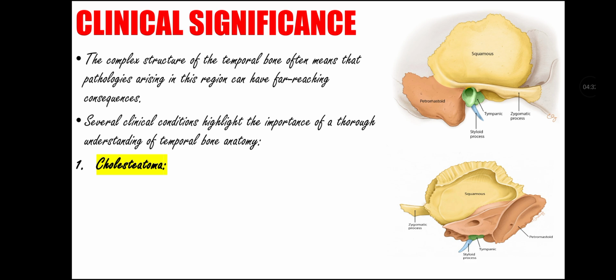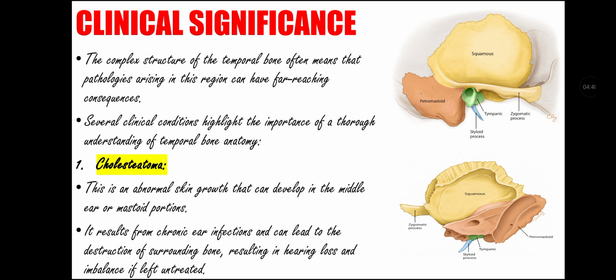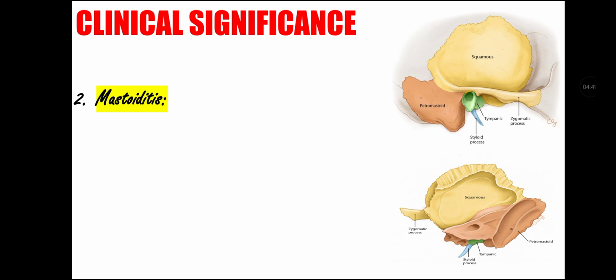The first of this kind of condition is cholesteatoma. That is abnormal skin growth that can develop in the middle ear and mastoid portion. It results from chronic ear infection and can lead to destruction of surrounding bone, resulting in hearing loss and imbalance if left untreated. Next clinical significance is mastoiditis.